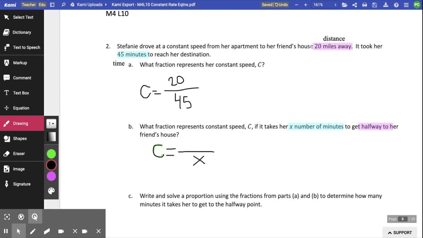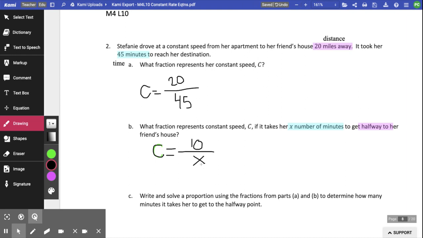Well, if we look at the first, number 2, the first piece of information they give us is that her friend's house is 20 miles away. We want to know how long it's going to take her to get halfway there. So we have to consider, what is half of 20? That's 10. So the distance that we want to know is actually, how long will it take her to get to 10 miles? So when can she call her friend and be like, hey, I'm halfway there?